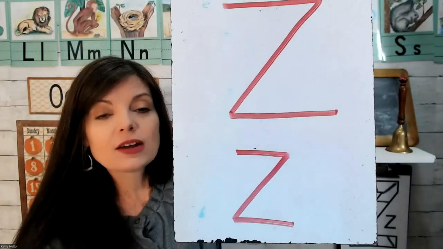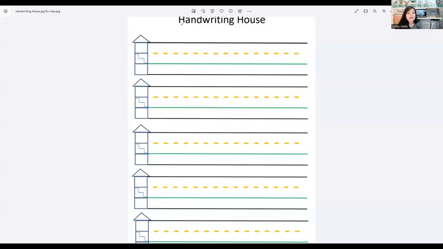And if you're using handwriting paper, then little Z goes downstairs. So find the stairs, and that's the line that you need to put little Z on. Zig, zag, zig.